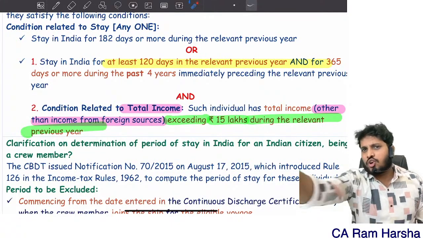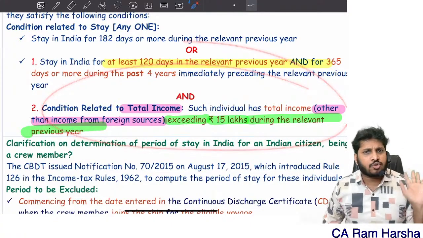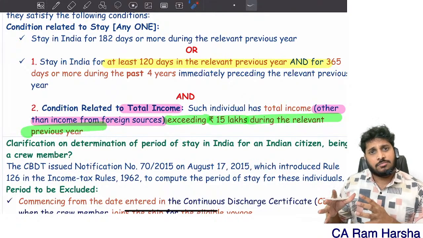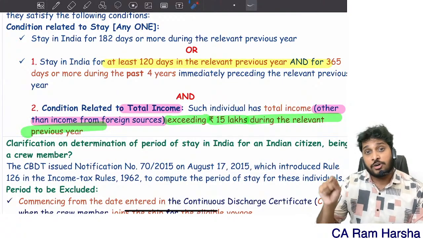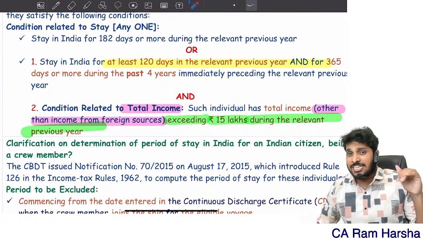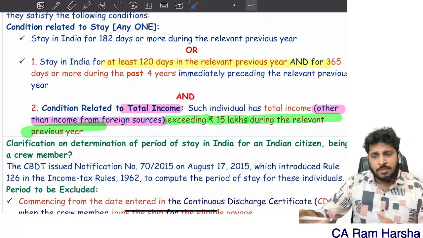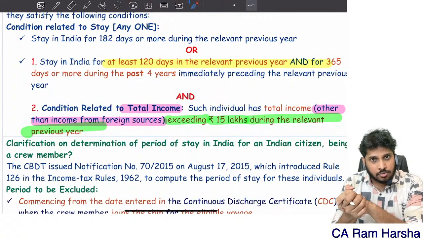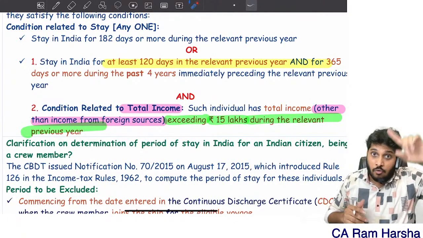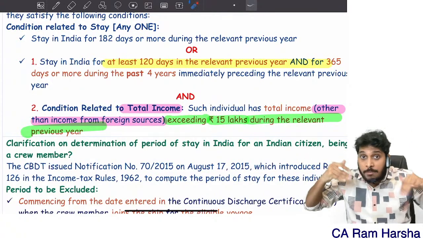Suppose this is also not satisfied. Here is one crux point: 90% of the students will do it wrong. Suppose I have some Indian income, and a business controlled from India, and I stayed more than 120 days here. When I total those incomes, it is less than 15 lakh. Naturally, 182 failed, 120 crossed, but the 15 lakhs condition failed. So automatically, what will I be?